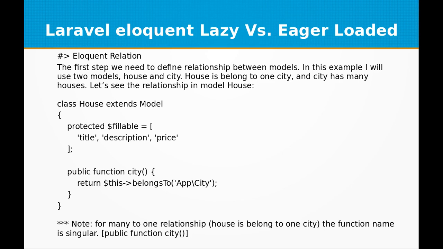So we have a class House which extends the Model class and it has the protected fillable array: title, description, price. Then we have a public function city which defines a relationship between city and house. In this function we are returning belongsTo City. So basically a house belongs to a single city. For a many to one relationship, a house belongs to one city, and the function name is singular, public function city.